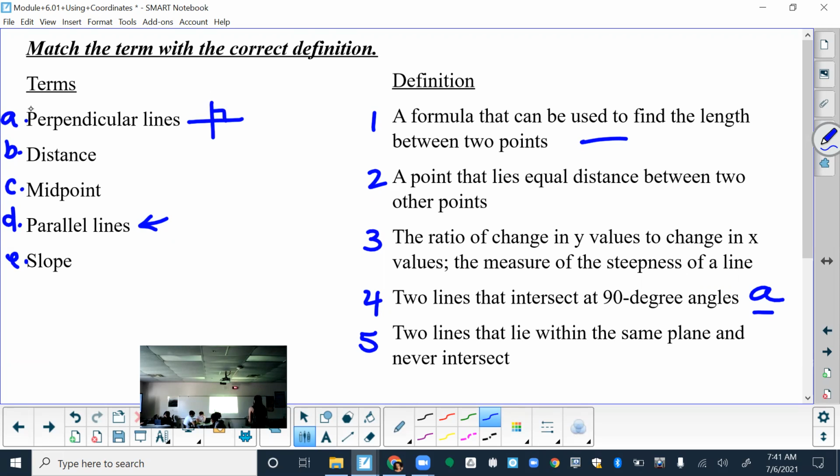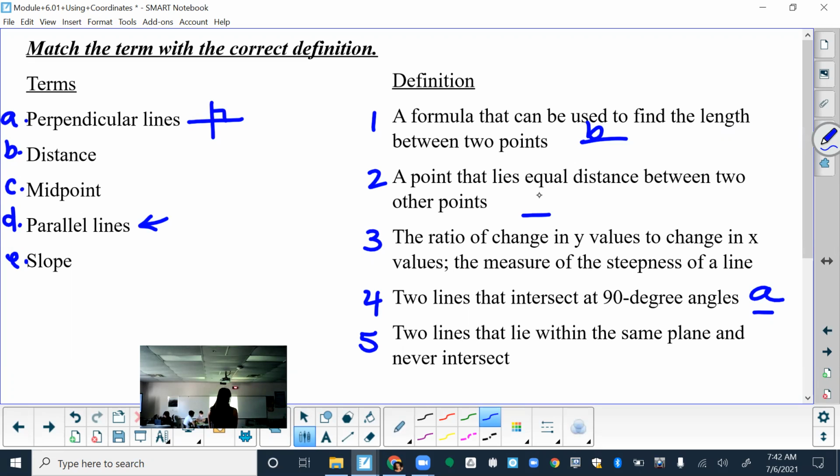Perpendicular lines. Now, which of these definitions, A, B, C, D, E, matches a formula that can be used to find the length between 2 points? Yes. B. Any disagreements? All right, good, that's a distance formula. What about number 2? Point that lies equal distance between 2 other points.